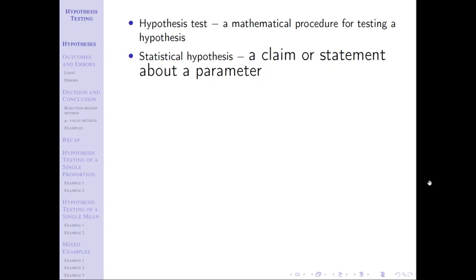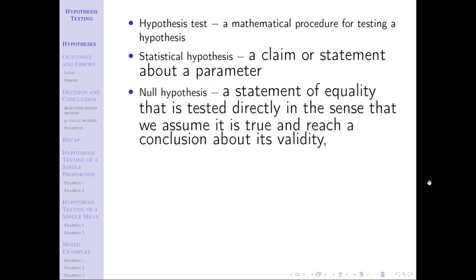The null hypothesis is a statement of equality. Highlight that right there, equality. The null hypothesis will always have some form of an equals in it. It will either have just straight equal to, or greater than or equal to, or less than or equal to. And we test the null hypothesis directly in that we assume it is true. That's another thing to highlight. We always assume the null hypothesis is true when we work out our hypothesis test.